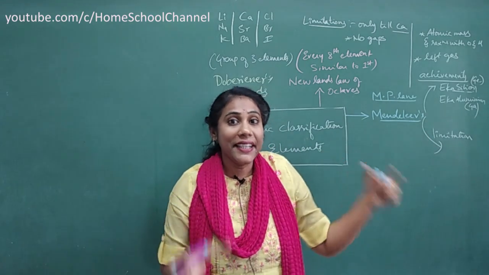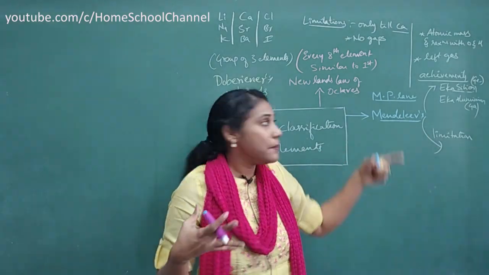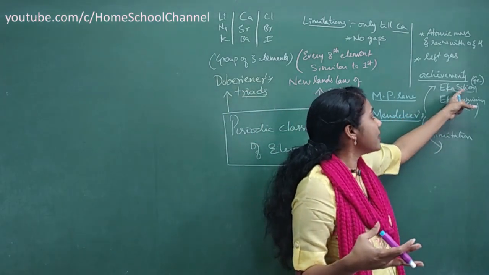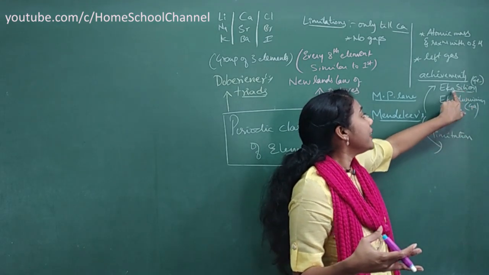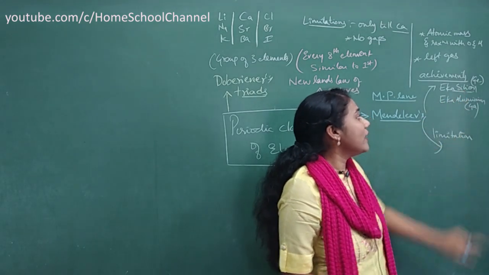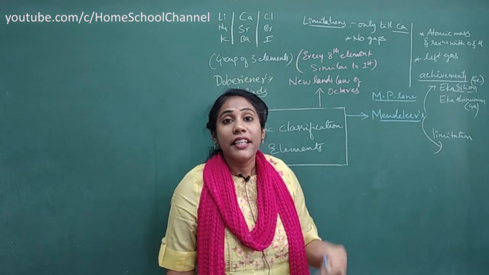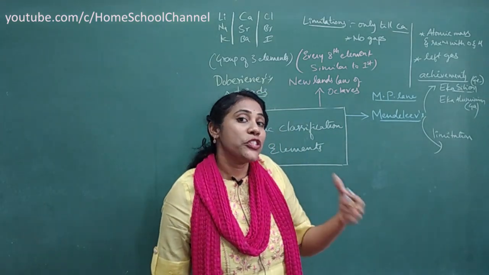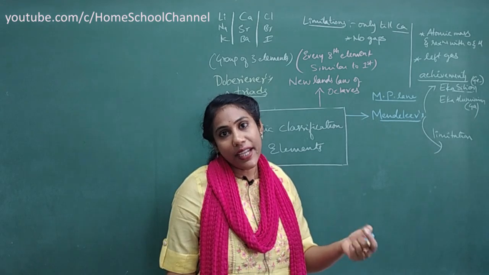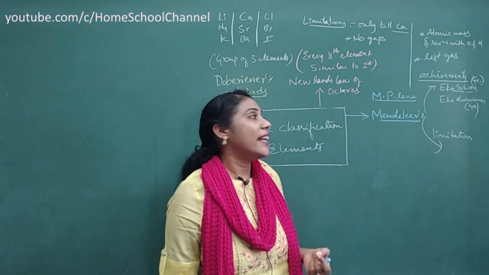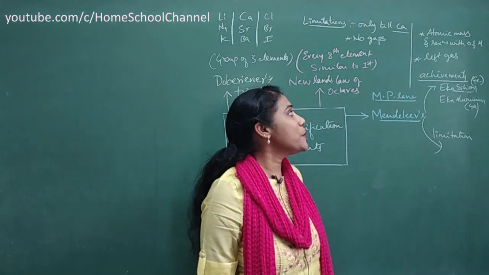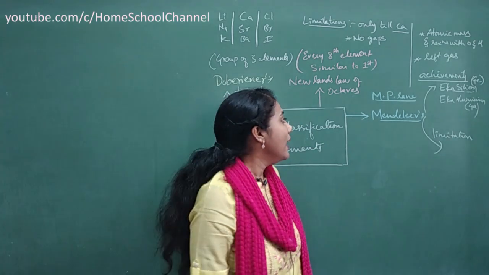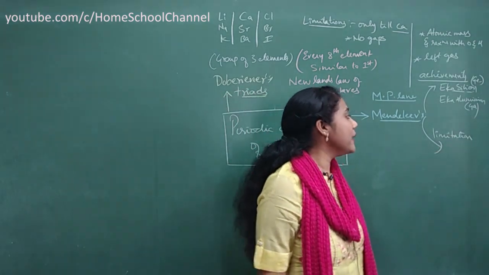He predicted that these elements can be similar to silicon and aluminium. He called these elements Eka silicon and Eka aluminium. So this way he could predict the elements which can be discovered in future. That is one of the major advantages or achievements of Mendeleev's periodic table. Clear? And now let us discuss the limitations.